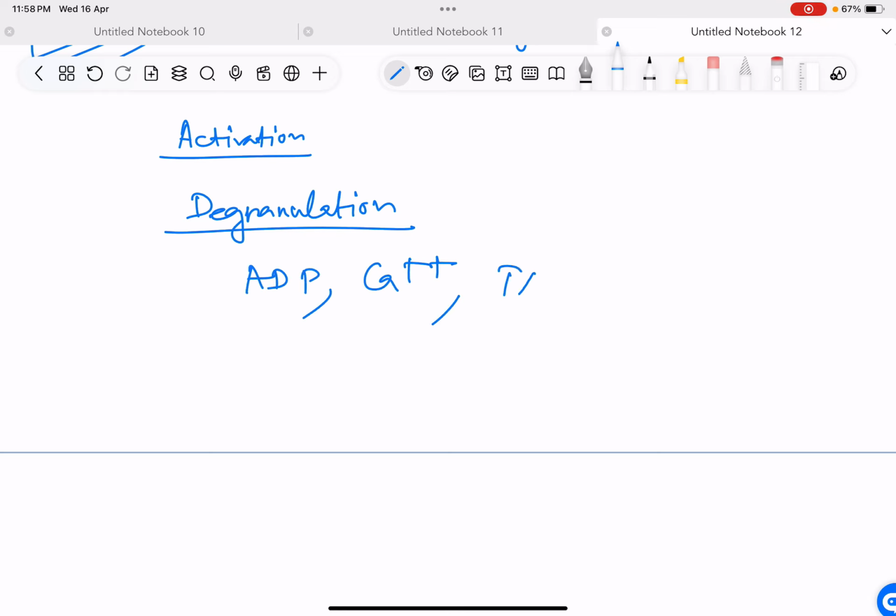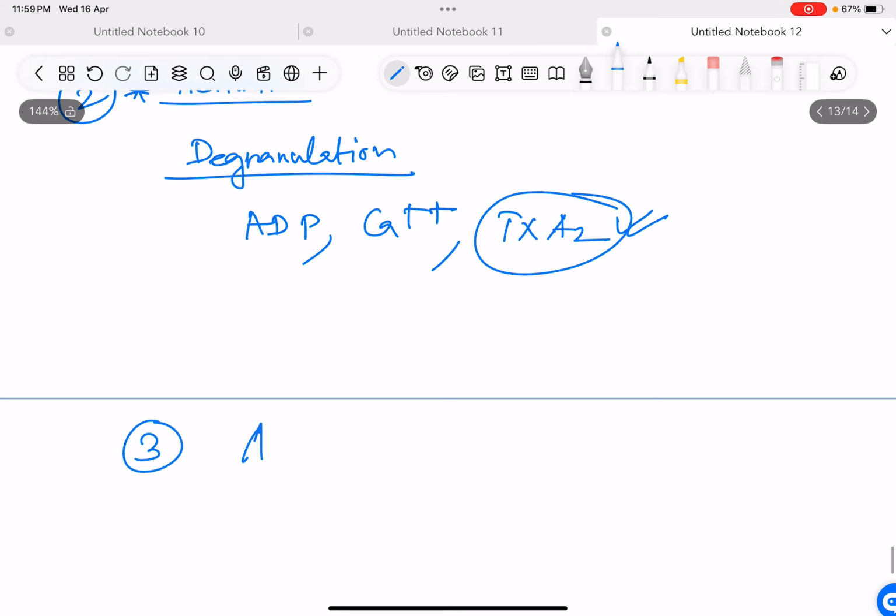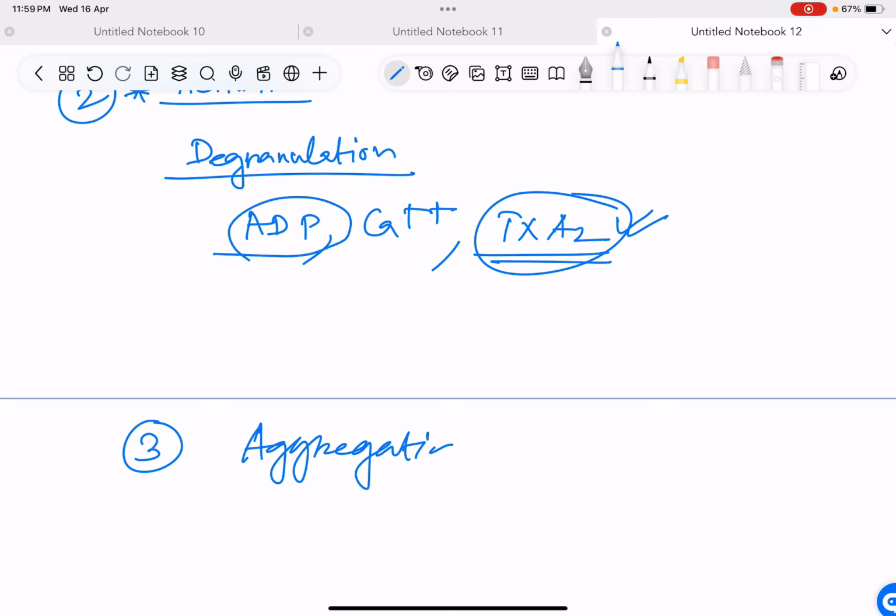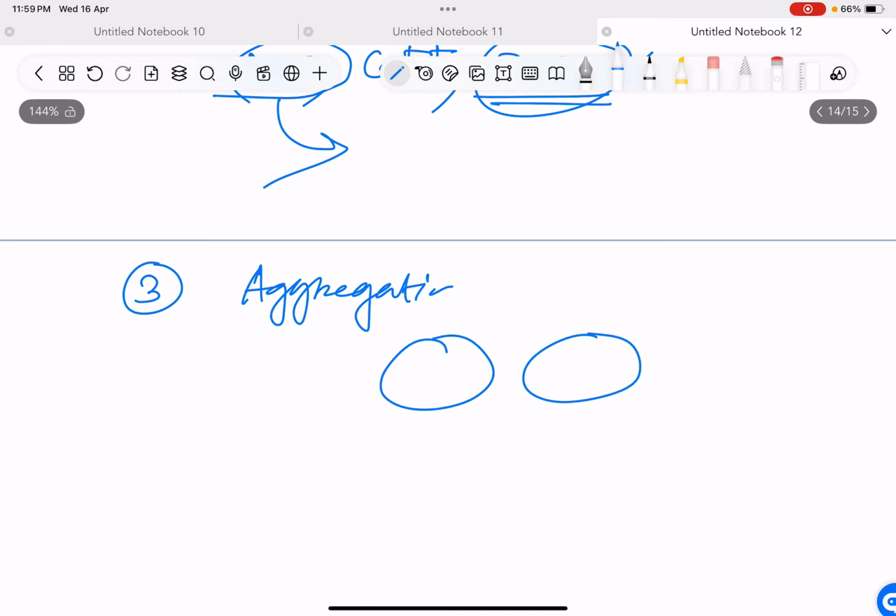ADP and calcium, we know, come from the delta granule, but thromboxane A2 is produced only when the platelet is activated. This thromboxane A2 is the most important now. It promotes aggregation. This is the second step, and the third step is aggregation. The thromboxane A2 that is produced will help in aggregation. ADP will act as a signal for other platelets to come, and once they come, this platelet and this platelet will get attached to each other with the help of, in the center, thromboxane A2.